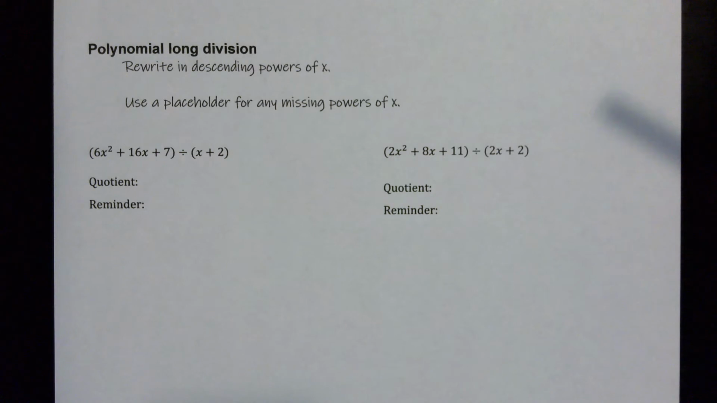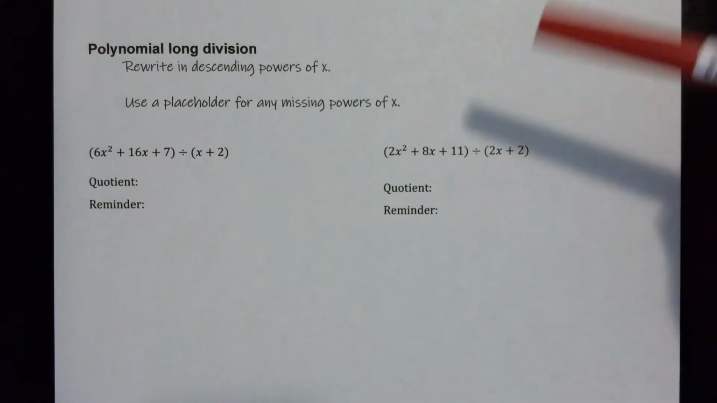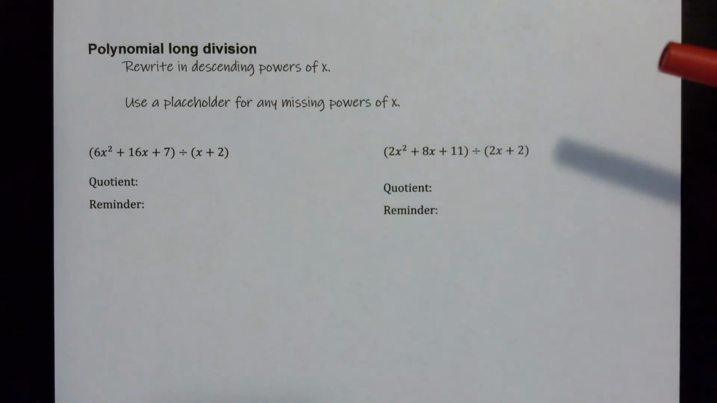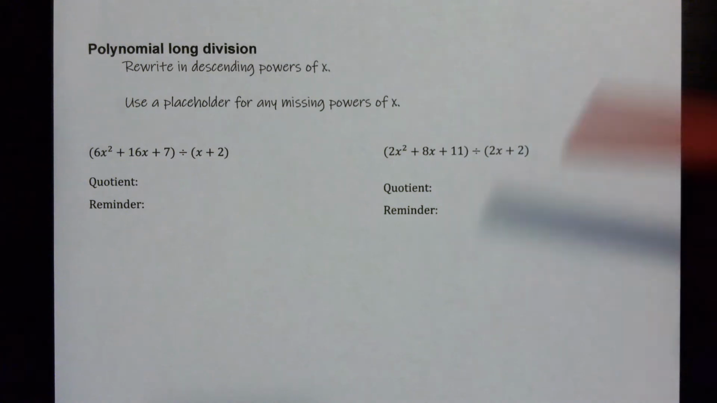Also, if there's any missing powers of x, like you have an x cubed, but then you don't have an x squared, but then you do have an x, then you have to fill in for that missing one and put a 0 as a placeholder, a 0x squared or whatever it would be. All right, so let's look at some examples. We're going to start with some easier ones, and then we're going to progress to the harder ones.